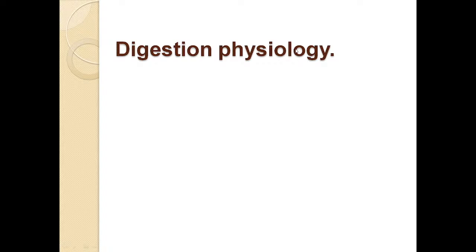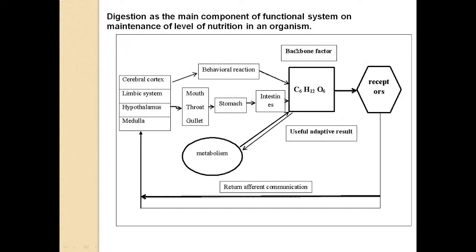Digestion physiology. Let's start from digestion in the mouth and in the stomach. Questions. Digestion is a main component of the functional system on maintenance of the level of nutrients in an organism. Next, digestion types. Next, research methods of digestive tract functions: A. In experiment. B. In clinic.